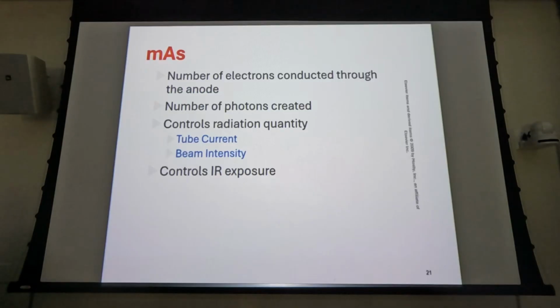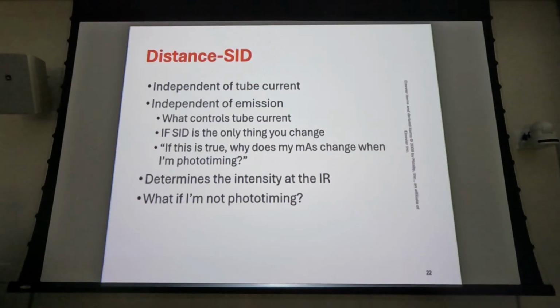You increase by 100 mass and you get exactly 100, or if you increase from 50 to 100 mass, then you would exactly double the image receptor exposure. You double the patient exposure too. So we talked about tube current in the context of changes in SID, and in this context, it was if nothing else changed, and we talked about when those things change.